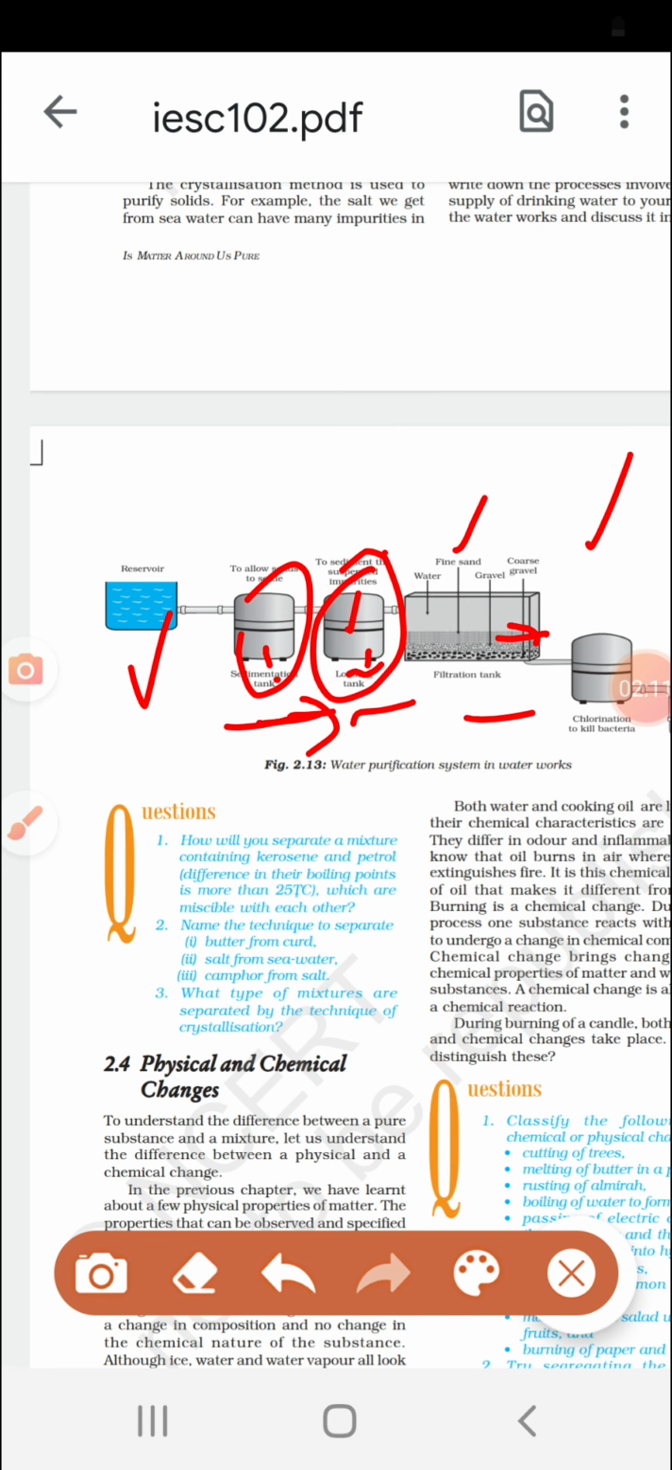Now this water moves to another tank. That tank is the chlorinated tank. In this tank, chlorine is added to water to kill the germs which are present in the water. This is called disinfecting the water. Now this water becomes fit for drinking.